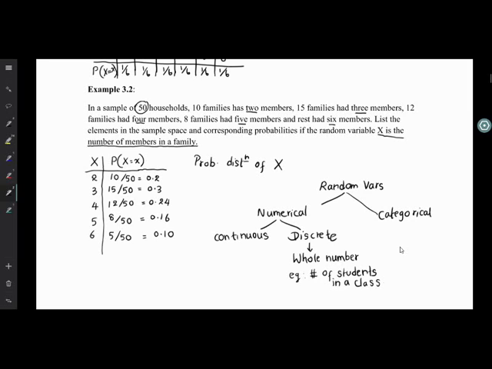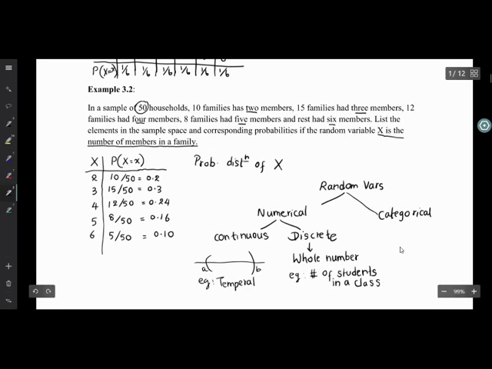On the other hand, when it comes to continuous random variables, they contain all possible values within a given interval. So they can contain any value within a given interval, all the decimal places, fractions and everything. For example, the temperature.